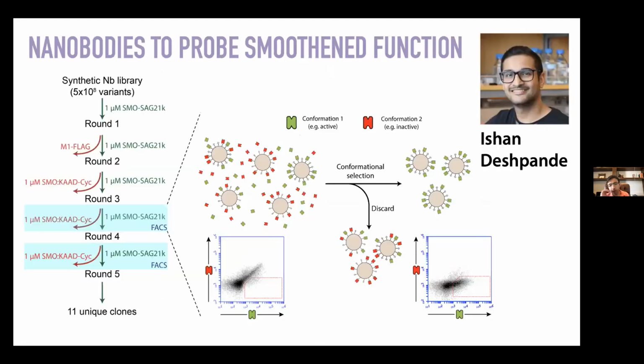Now, in order to really understand SMOOTHENED function, a couple of years ago, Ishan Deshpande in my lab did a very similar screen to what I described previously for patch. But here, the idea was to, again, start with one of our nanobody libraries and then progressively select for nanobodies that would only bind to activated SMOOTHENED. So it's, again, a very similar scheme, but what Ishan did is look for nanobodies that would selectively recognize agonist occupied SMOOTHENED and would not bind inactive or antagonist occupied SMOOTHENED.